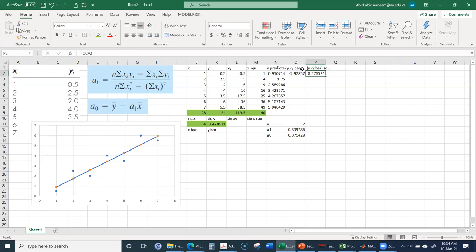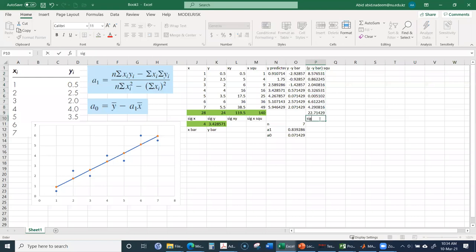So it is 8.57. So you have to take the difference of the y value and its average value and then take the square. And then now I can calculate all these values together. And then from here, I will take this auto sum. And this is the sigma (y minus y bar) square, sigma y minus y bar square. So 22.714. And this gives me the value of the ST.